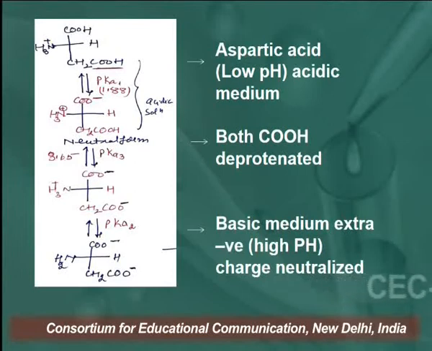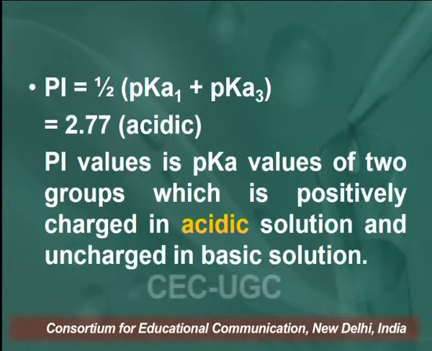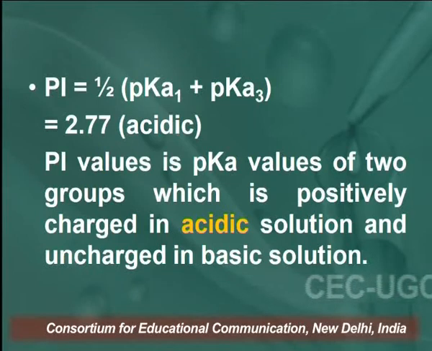At low pH we get an acidic medium. So what happens when the pH of the solution increases? When the pH increases, deprotonation takes place. So both the COOH groups are deprotonated; from both the carboxylic groups, protons are removed. Similarly, in basic medium, when pH is high, the charge is neutralized and we get a zwitterion.